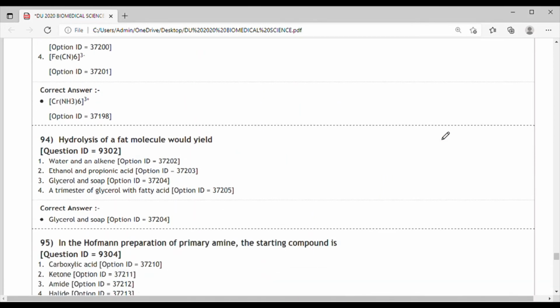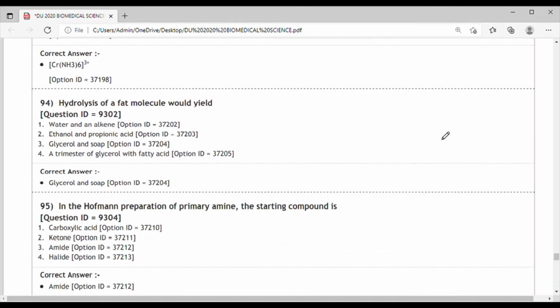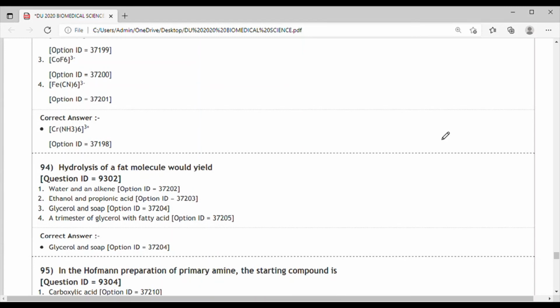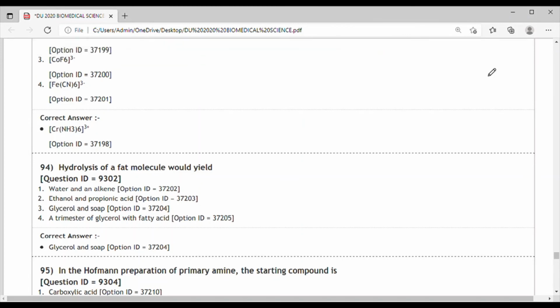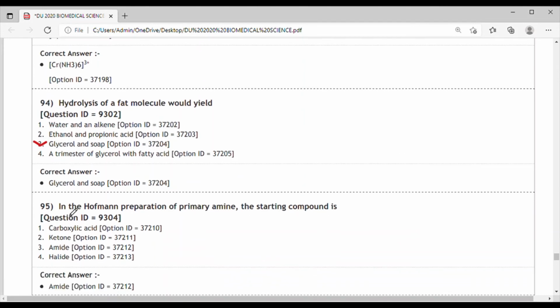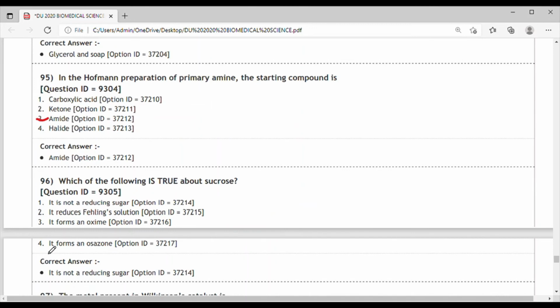Question 94. Hydrolysis of fat would yield 1. Water and alkene, 2. Ethanol and propionic acid, 3. Glycerol and soap, 4. A triester of glycerol with the fatty acid. The correct answer for this is glycerol and soap. Next question, question 95. In the Hofmann preparation of the primary amine, the starting compound taken is the amide.